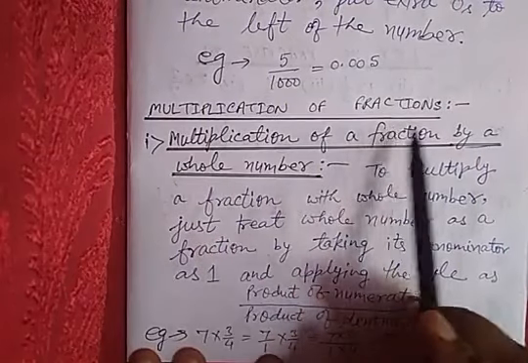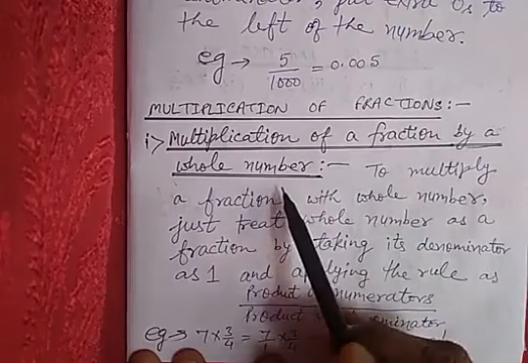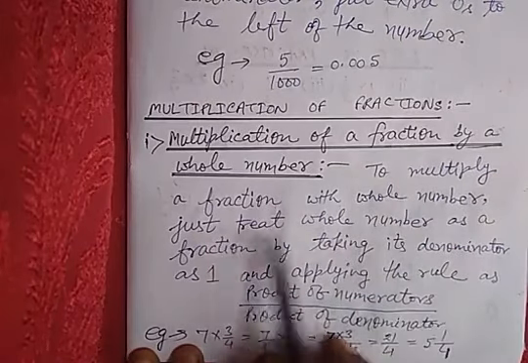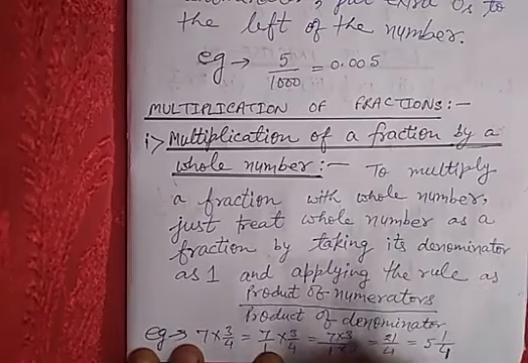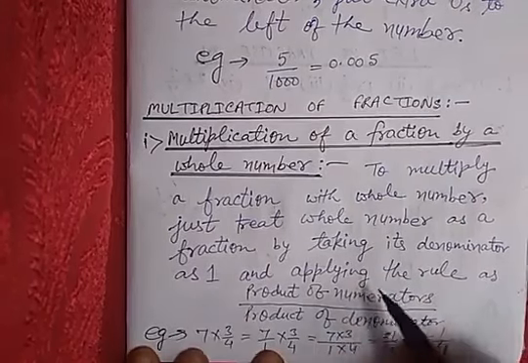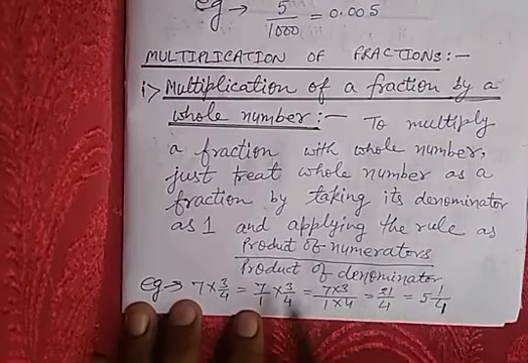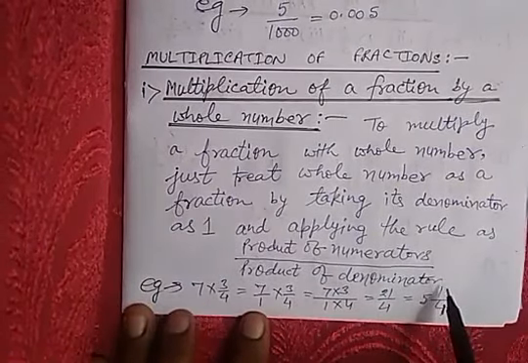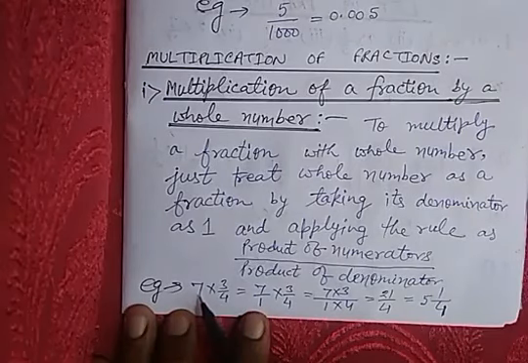Now, multiplication of fractions. First point, multiplication of a fraction by a whole number. To multiply a fraction with a whole number, just treat the whole number as a fraction by taking its denominator as 1 and applying the rule: product of numerators upon product of denominators. For example, 7 into 3 upon 4. Here 7 is a whole number, 3 upon 4 is a fraction.